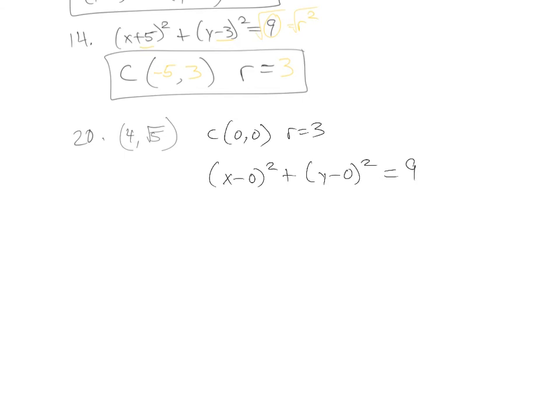So really what we have here is simplified. x minus 0 is just x squared. y minus 0 is just y squared. And that's equal to 9. That's the equation of this circle.